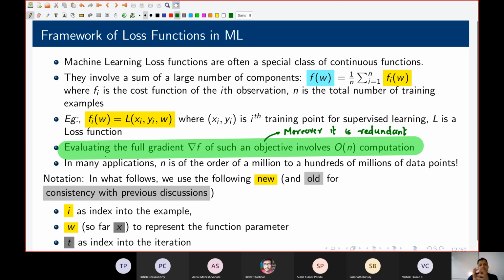Okay, so I'll be using some slightly different indices because we are moving to the stochastic space. I is an index into the example, and W is representing the function parameter. So I will not use X, I'll use W, weights. And T is an index into the iteration.